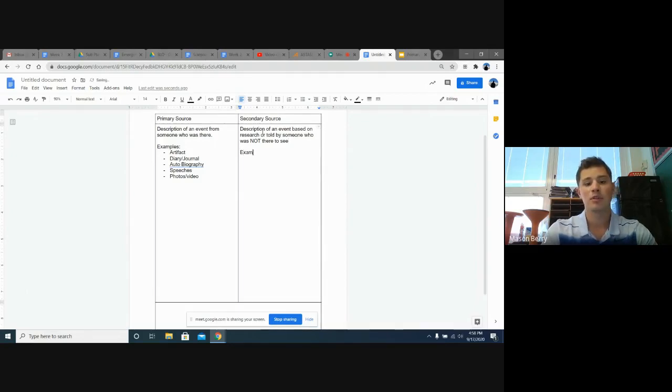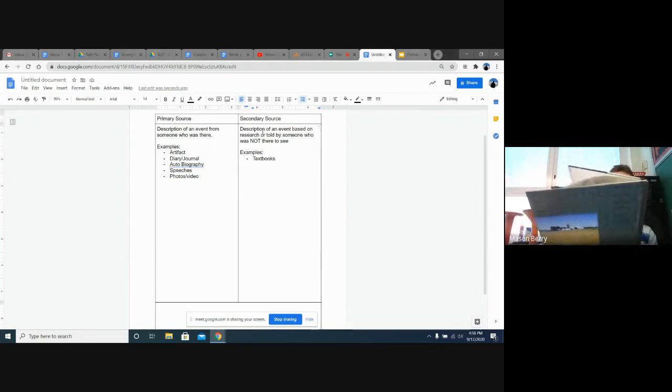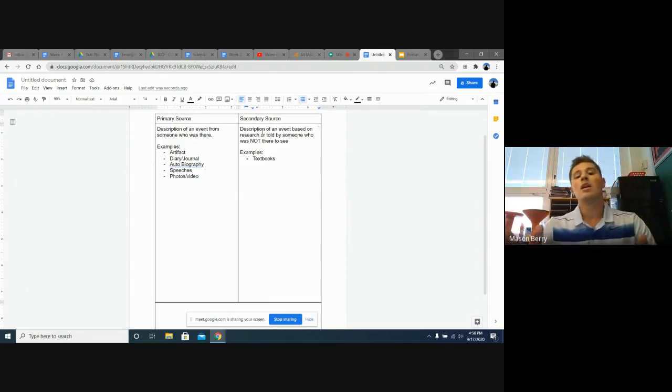So once again, some examples are textbooks. Our textbook that I was just reading to you from, for example, is the Ohio Adventure, right? That is an example of a secondary source, because Mary Stockwell, the author, was not actually at the majority, if any, of these events that she's telling us about. She had to do research and read other stories and hear stories that people told her to be able to write the textbook. Okay?